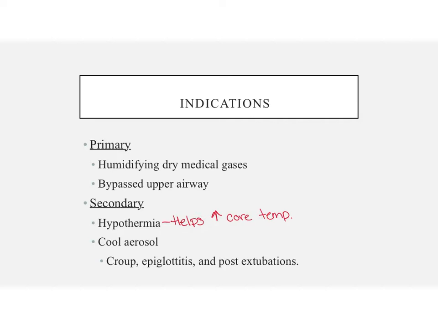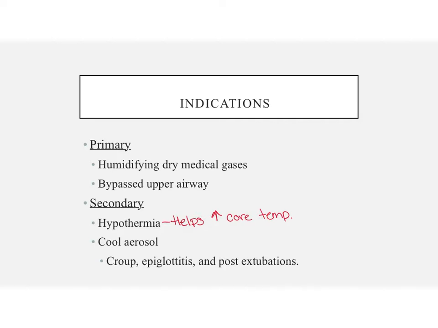Now, if they're hypothermic, you have to think there's going to be a larger humidity deficit because they've been breathing cold air. So their isothermic boundary is going to shift distally. So you're definitely going to need to add that heat to it as well.